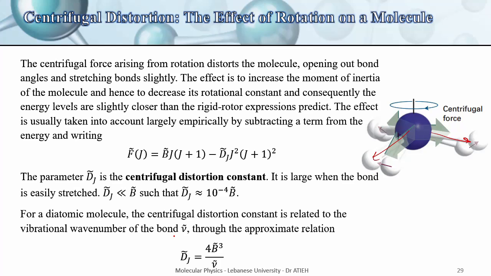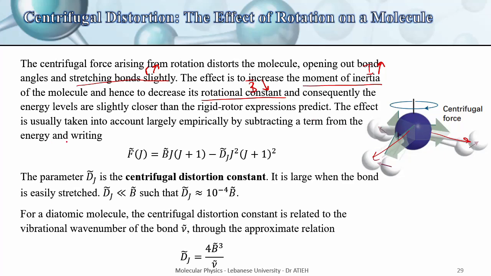The centrifugal force arising from rotation distorts the molecule, opening out bond angles and stretching bonds slightly. So stretching bonds means that R will increase. The effect is to increase the moment of inertia, so I will increase, and hence to decrease its rotational constant, which means that B will decrease. Consequently the energy levels are slightly closer than the rigid rotor expressions predict. So if B is smaller for higher values of J, the distance between two lines or two levels will be closer or smaller.